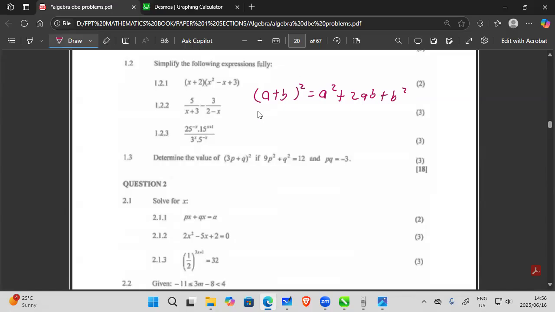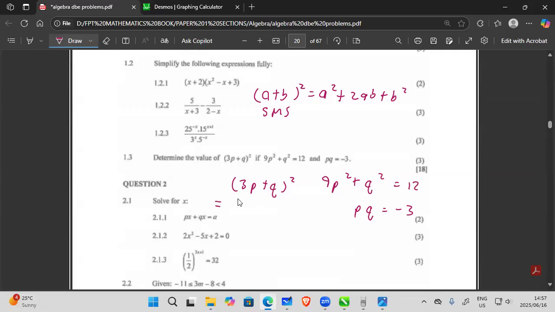This is why. Remember, we had this whole disagreement. Like, I prefer the way my teacher's doing it, separating the binomials. I don't want to use SMS. This is why it's important, right? Because if you look at this here, they say determine the value of 3p plus q all squared if 9p squared plus q squared is equal to 12 and pq is equal to minus 3. How does this link to that? If you understand SMS, you'll see it faster.